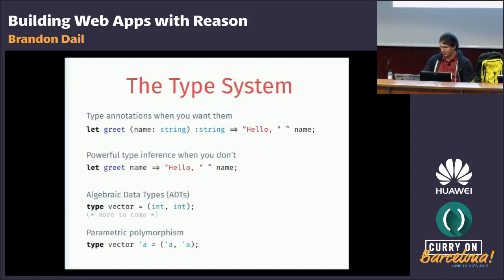Here we define a vector of ints, and it has parametric polymorphism, so we can sort of define generics. In this case, we have a generic vector type.